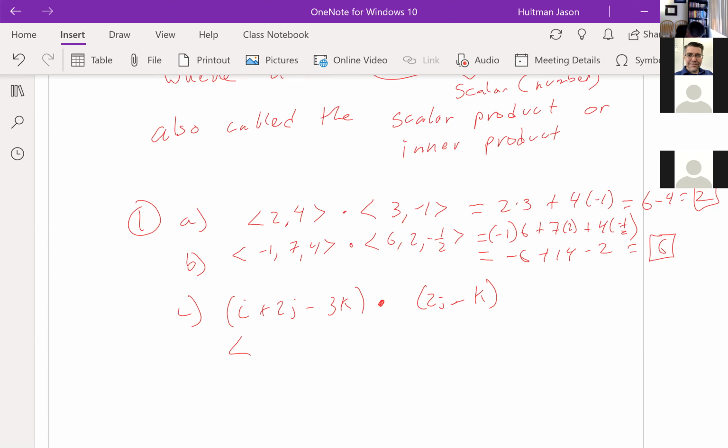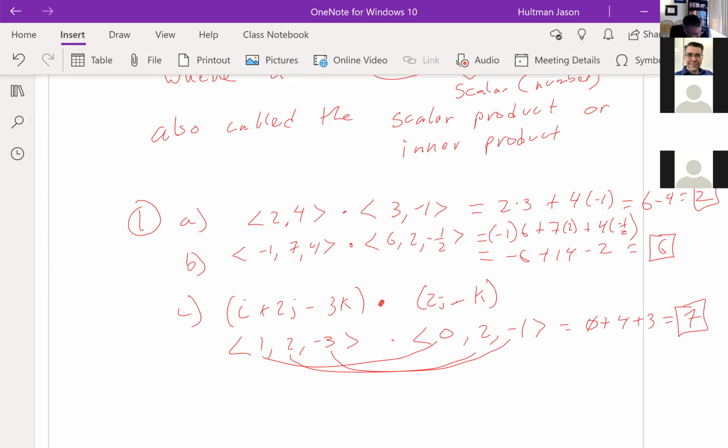So if you want to look at this in component form, this would be 1, 2, -3 dotted with 0, 2, because 2 goes with j. J is y, not x. And then this is -1, right? And you could dot this. 1 times 0 is 0. 2 times 2, 4. Oops, this is a scalar. Sorry. 0 plus 4. And then -3 times -1, that's +3. So this thing becomes +7. So that's the dot product for that one.